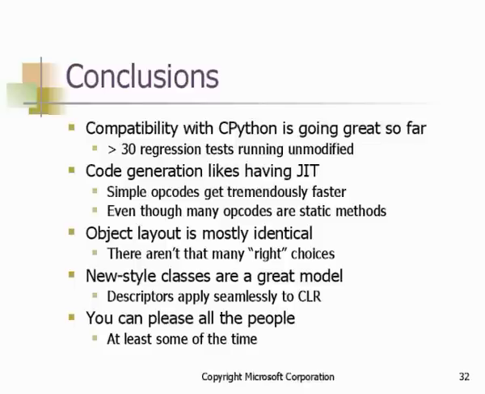Okay, so here's my last slide. Compatibility with CPython is going great. We're running more than 30 regression test suites unmodified and another large set modified. Code generation loves having a JIT. It makes simple opcodes tremendously faster.